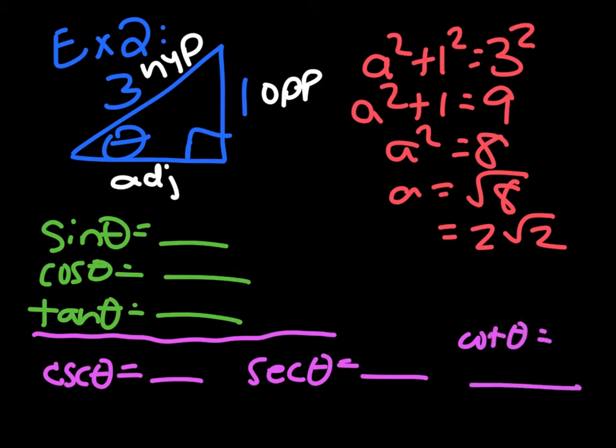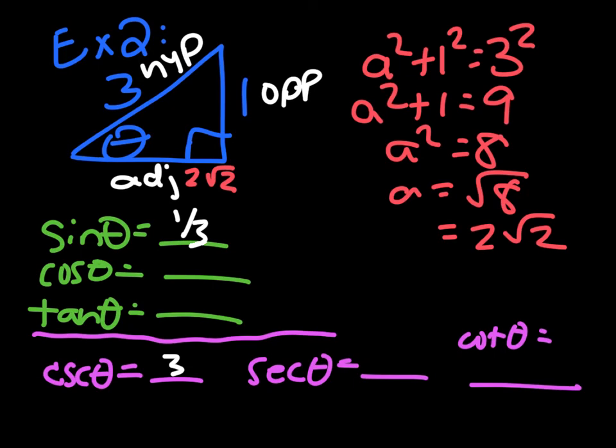Okay, so my sine is my opposite. Oops, I've got to do Pythagorean theorem first. Oh, no, I did it. Never mind. Sorry, I'm losing my mind. This is 2 root 2. So my sine is going to be my opposite over my hypotenuse. That means cosecant is 3 over 1, which is 3.